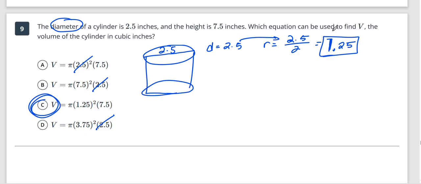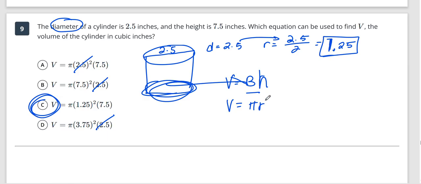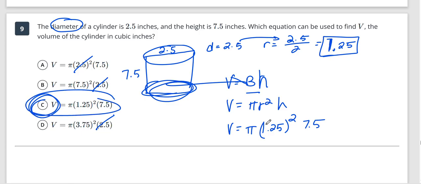Which equation can be used to find the V, the volume? And our volume of a cylinder is BH. Volume is equal to B, which is the area of a circle, which this part right here becomes pi r squared, times the height of h. And the height is 7.5. Okay, so V is equal to pi, radius is now 1.25. Make sure that's squared. Okay, that's squared. Times your height, 7.5. And that's where this comes in.